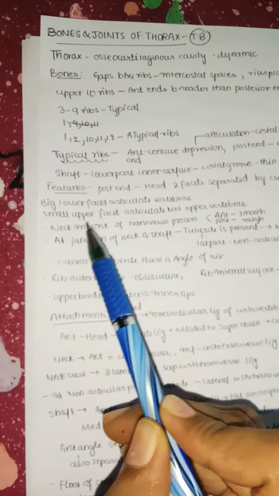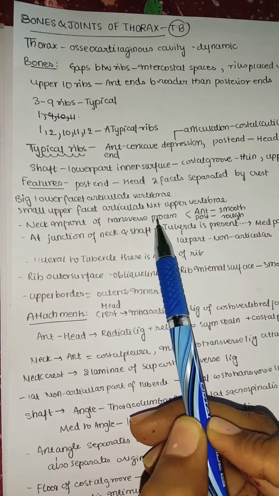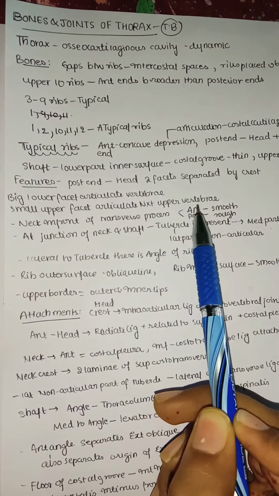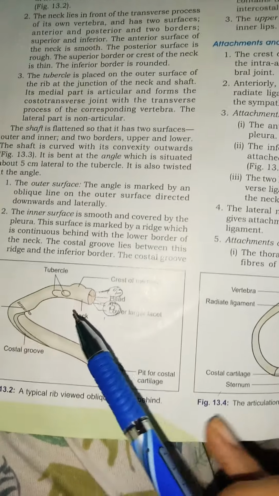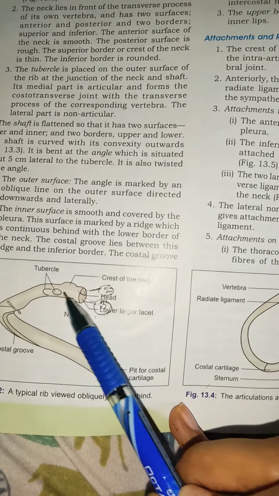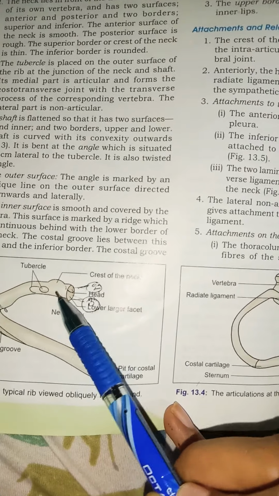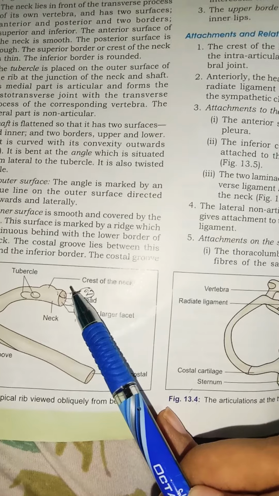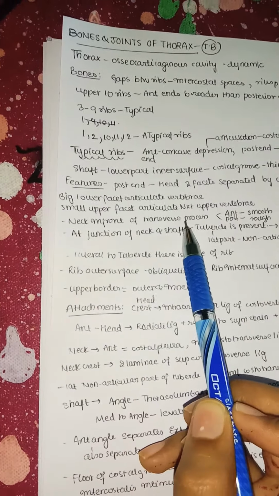So what they say here is that the neck is in front of the transverse process, and the neck is divided into anterior and posterior surfaces. So this is the neck, right? The posterior surface is the back of it. This is the posterior surface of the neck, and the other side will be the anterior surface. This is the posterior surface, and that is the anterior surface. And what they are saying here is that the neck is in front of the transverse process.